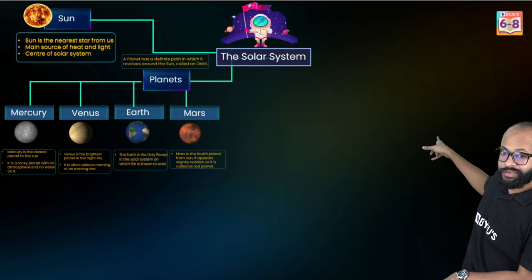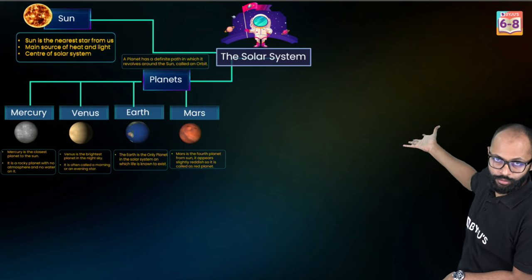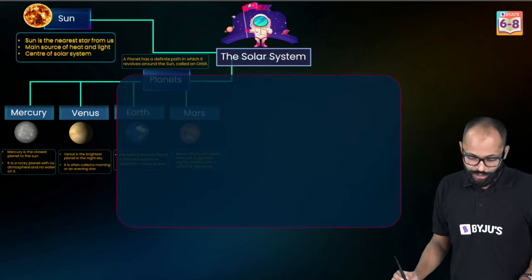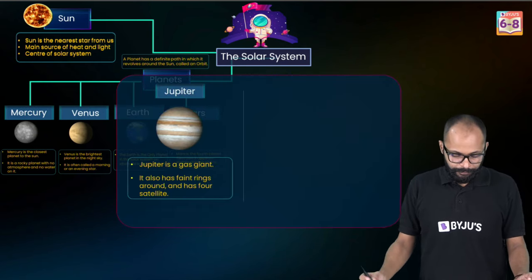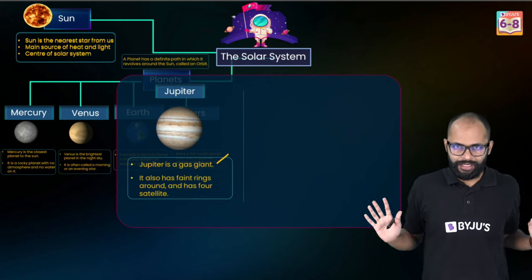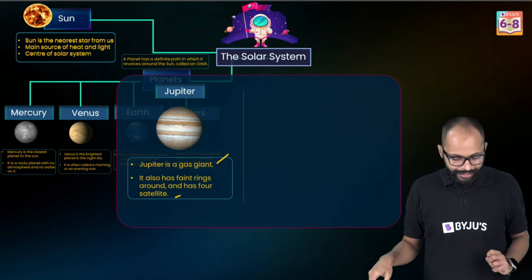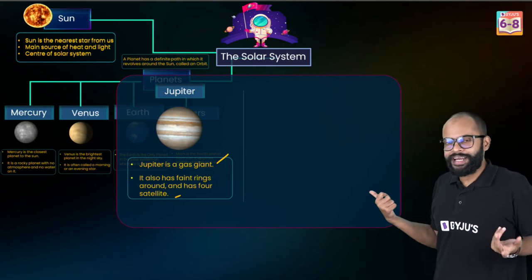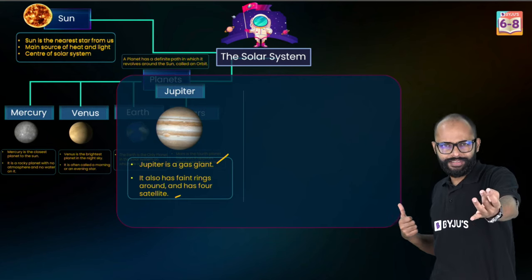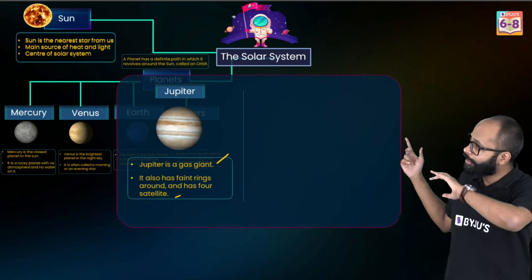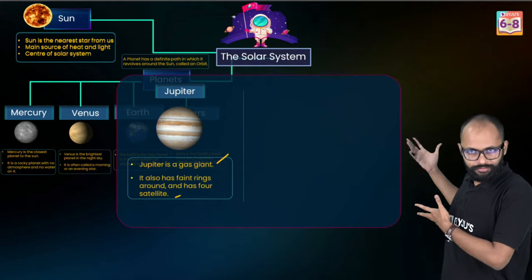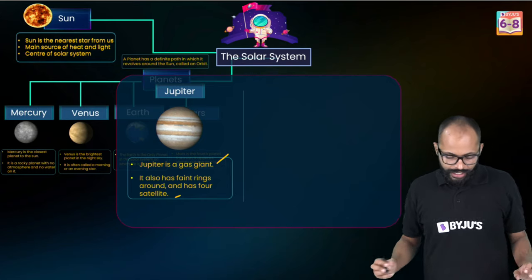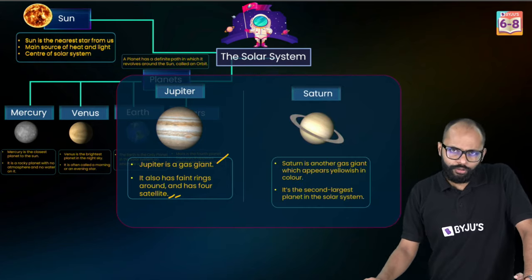And this is a group which at least has land to stand upon. After that comes the giant, Jupiter, right? It's a gas giant, the biggest planet in our solar system. It also has faint rings around it and has four satellites. Kids, you might feel that only Saturn has rings. We have done questions of the NCERT exemplar and discussed this in great detail. Jupiter also has rings. Actually, all these gas giants have rings, but Saturn's are more prominent, right? That's true. So it also has faint rings and four satellites. So Jupiter is done, clear?